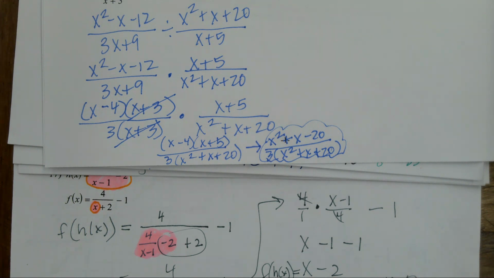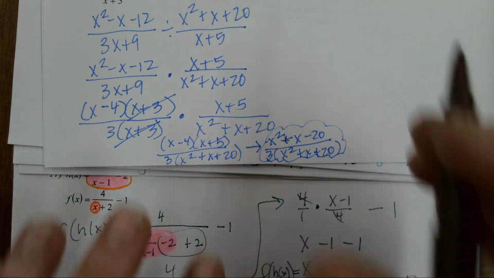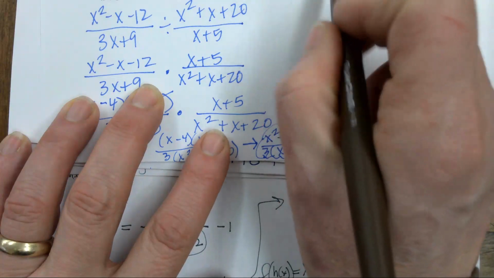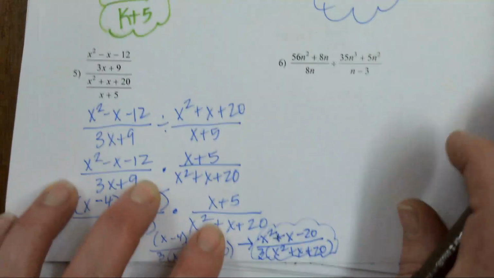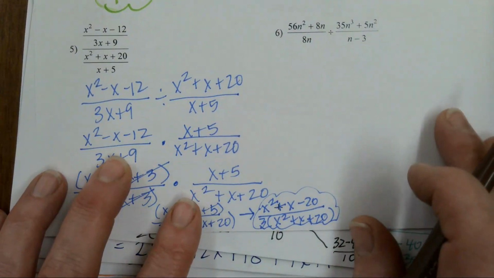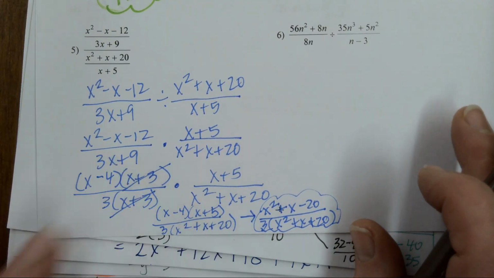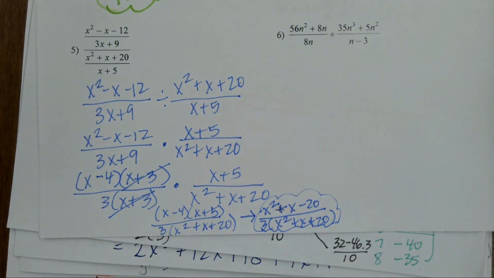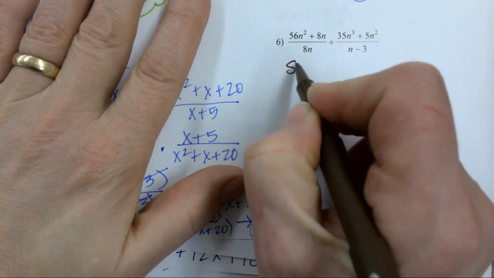All right, our last one on division. Looks like most of you are feeling pretty comfy doing it, right? Not so bad. Please do not forget your GCF. So number 6, is there any way that I can factor? I was doing cancel and factor at the same time. Factor the top. What can I take out? 8n. Do not forget your GCF.